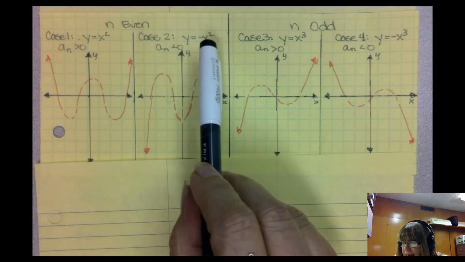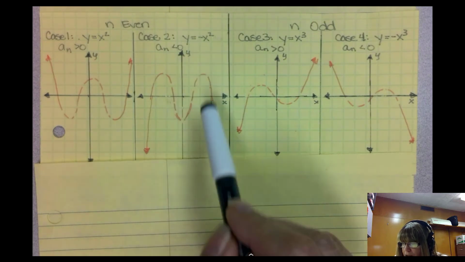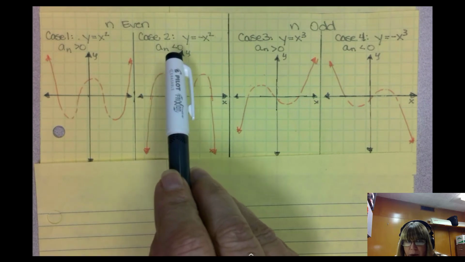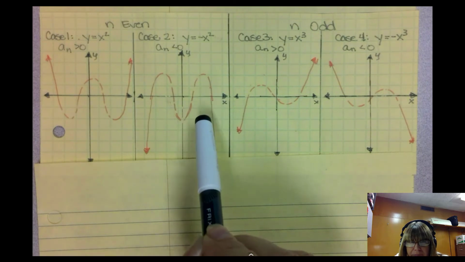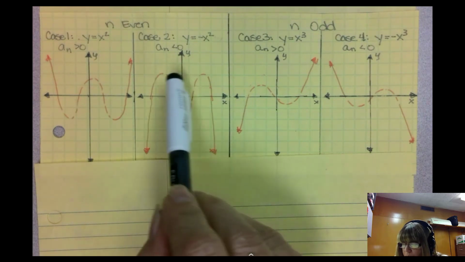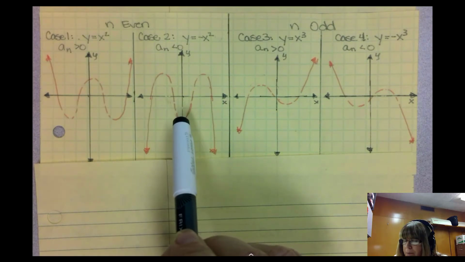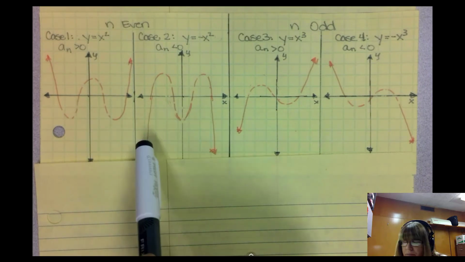When it's y equals negative x squared, it's usually a parabola going down, so when a sub n is less than 0, then again it's pointing downward. And we have some wiggly stuff in the middle. Now, this wiggly stuff will change depending on our power and our a value. But again, this is for an even function.